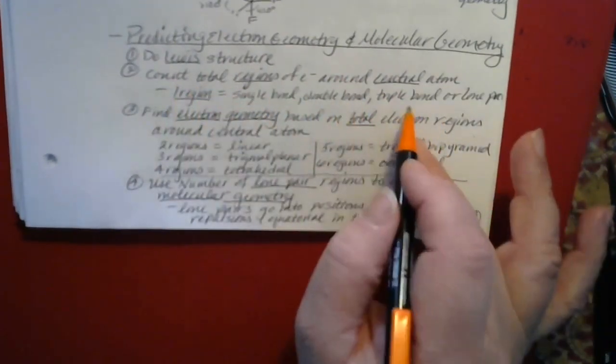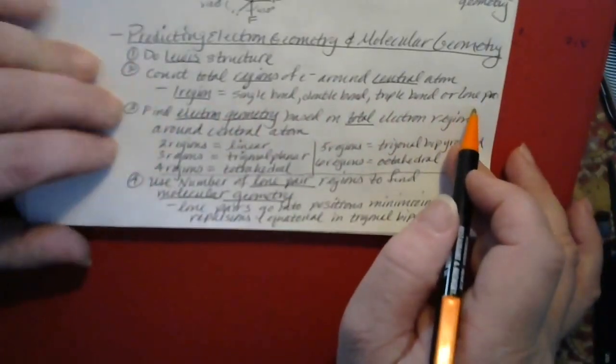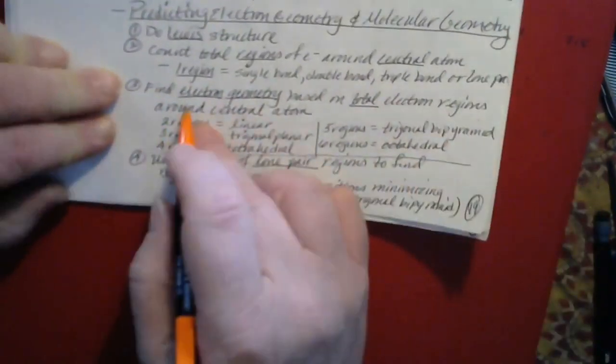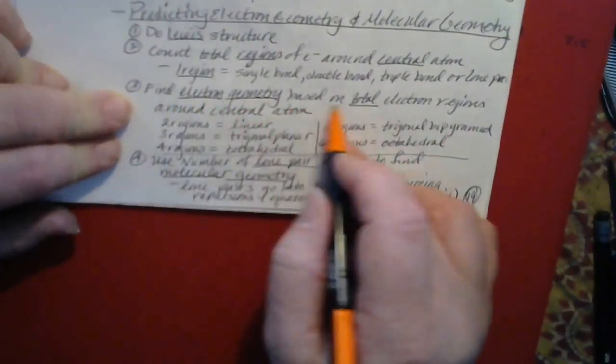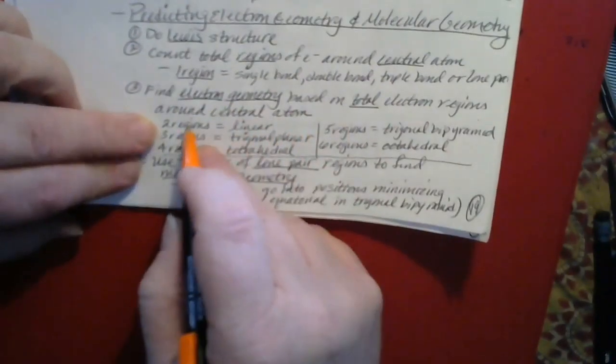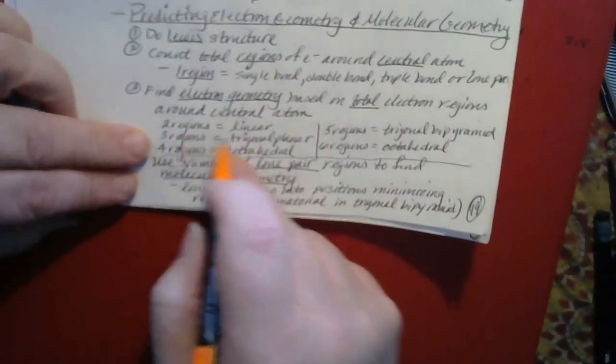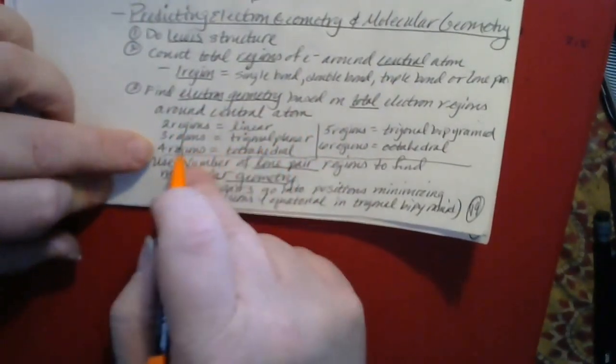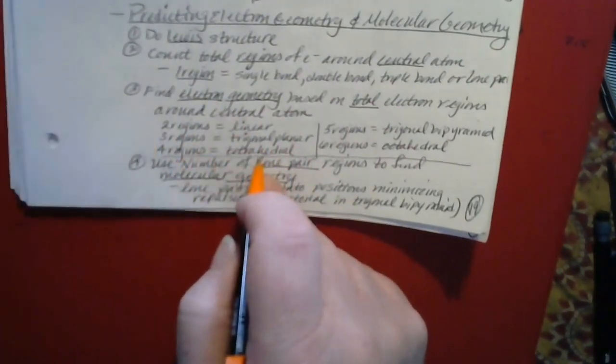Remember that one region could be a single bond or a double bond. That also counts as one region. A triple bond also counts as one region, and a lone pair counts as one region. Then you find the electron geometry based on the total number of electron regions around the central atom. 2 regions would be linear, 3 regions would be trigonal planar, 4 regions would be tetrahedral.